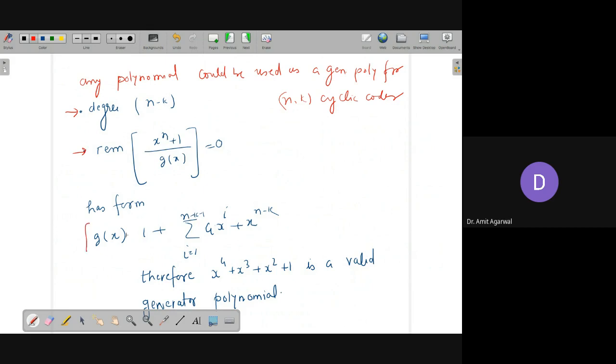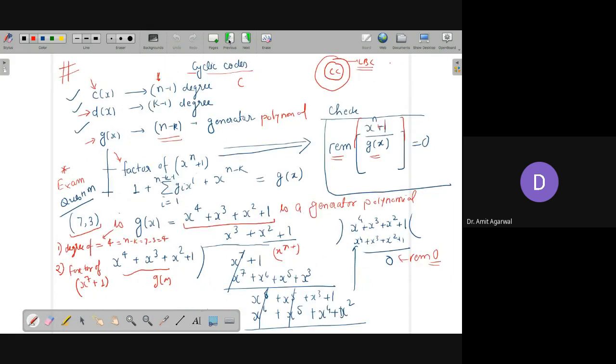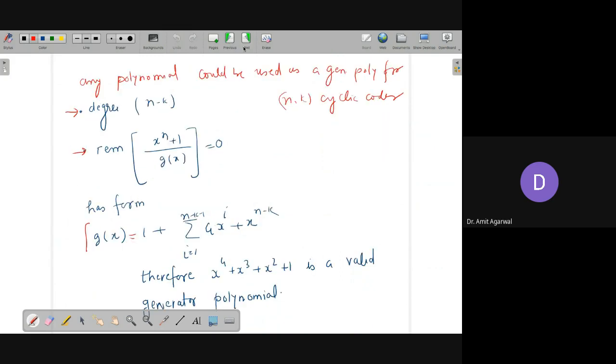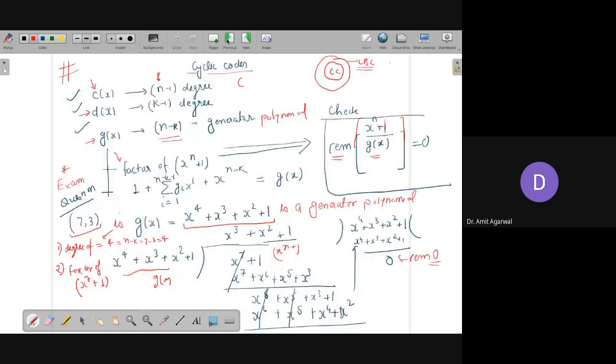Generally it has this type of form: 1 plus x to the power n minus k, as you see here, and there are some other terms. Therefore, our conclusion is that x^4 + x^3 + x^2 + 1 is a valid generator polynomial. This point is checked, this point is checked. Therefore, x to the power 4 plus x to the power 3 plus x to the power 2 plus 1 is a valid generator polynomial for a (7,3) cyclic code. This is very important from the exam point of view, so just remember this.